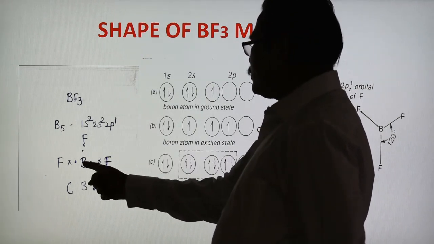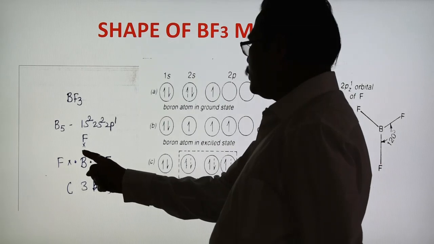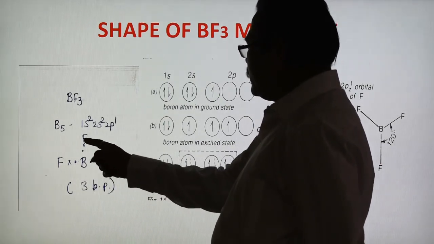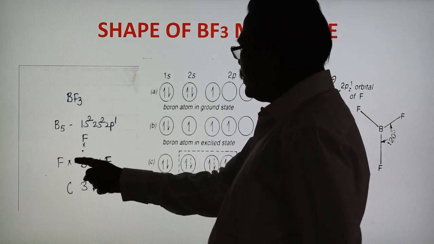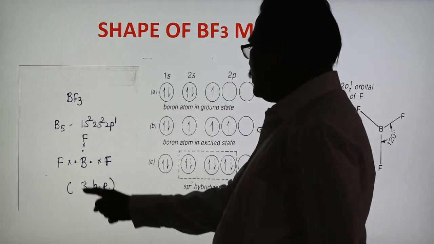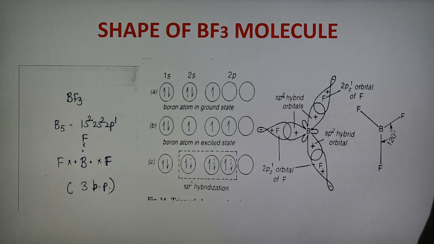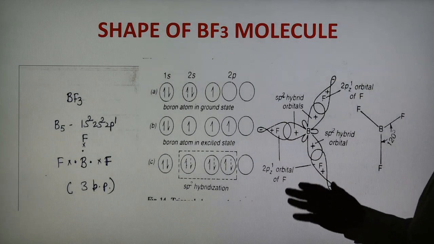These 3 electrons of boron are shown by dots, 1, 2, 3. This is the electron of fluorine forming a bond pair. This is the electron of this fluorine forming a bond pair. So in this way, in BF3, there are 3 bond pairs of electrons. So with the presence of 3 bond pairs of electrons, the shape of the molecule is trigonal planar.